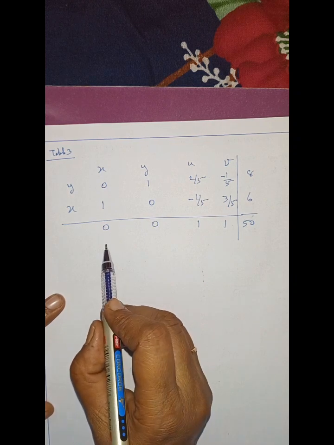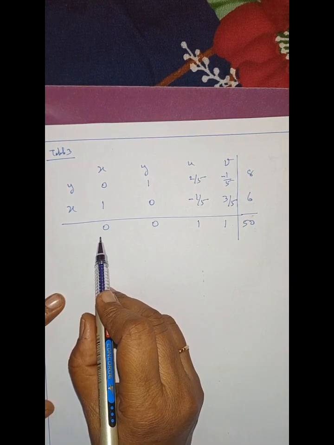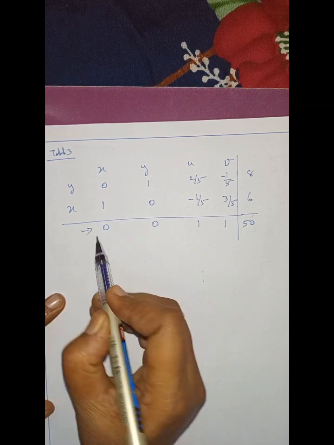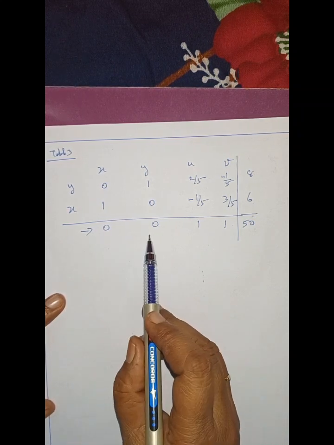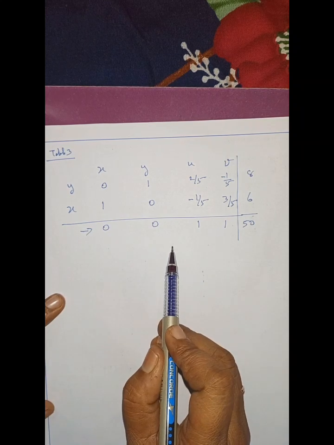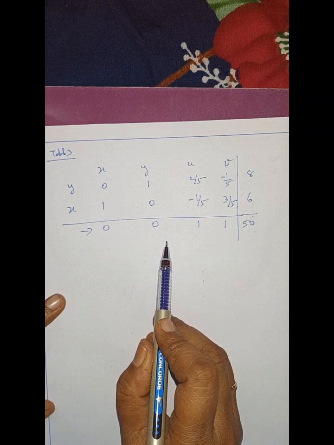Now we have to do the optimality test. In the objective row, the third row is going to be the objective row, all the values are positive. There is no negative value at all. So the present solution is going to be the optimal solution.